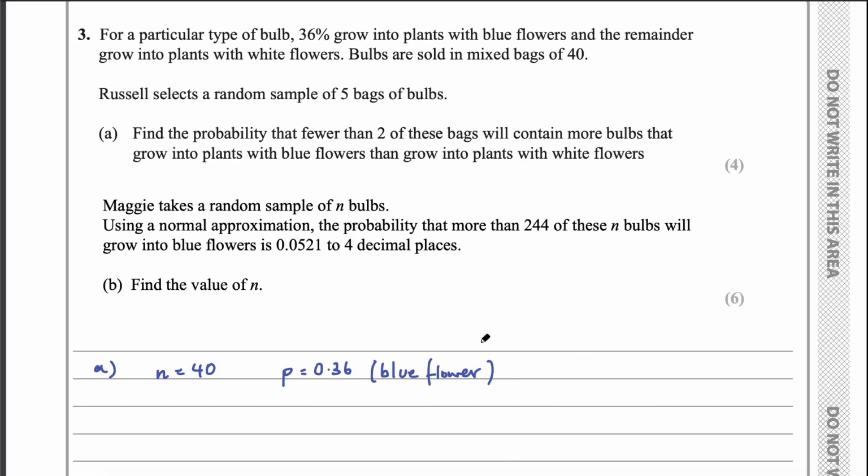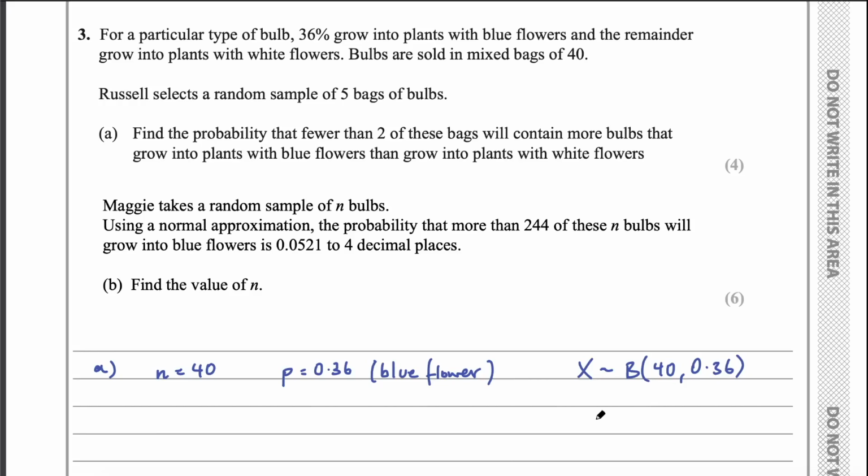Next, we've said this is a binomial experiment, so it's going to have a binomial distribution. So the outcome, let's call that X, of blue flowers will be a binomial distribution with a sample size of 40 and a probability of success of 0.36. And that's for one bag. So we're going to break this into two parts. We're going to look at one bag, then we're going to look at 5 bags.